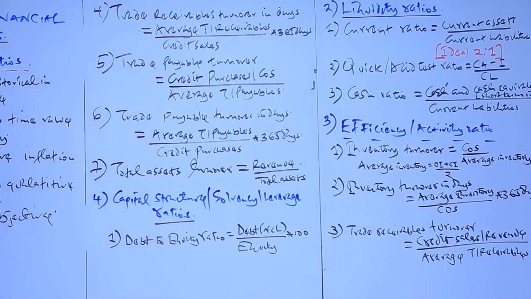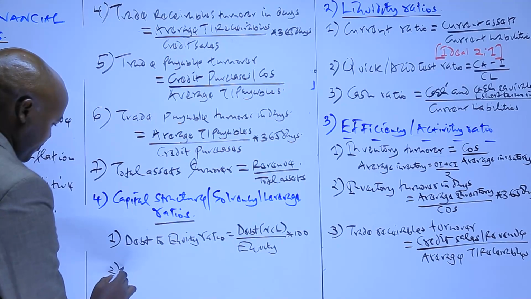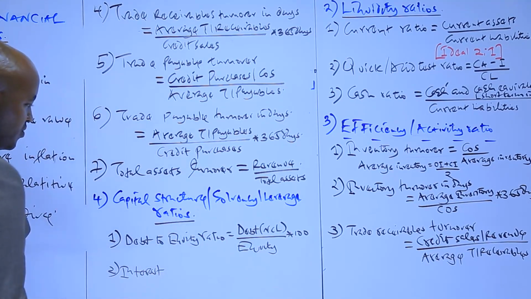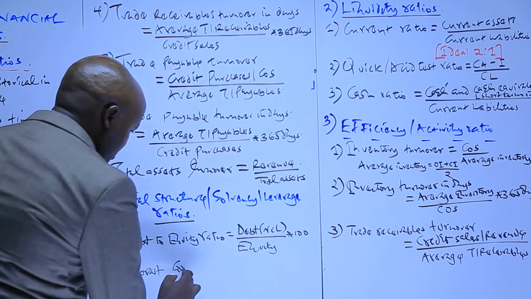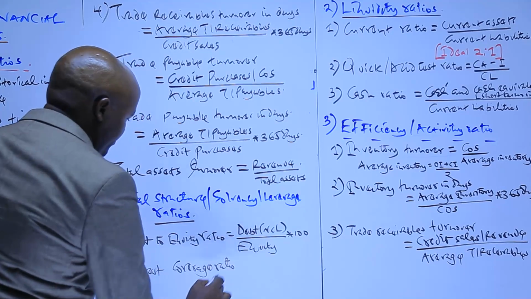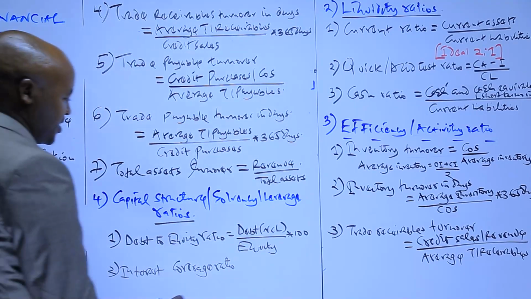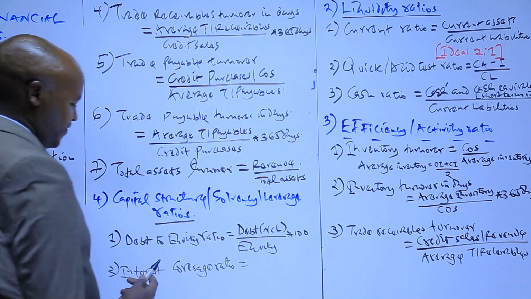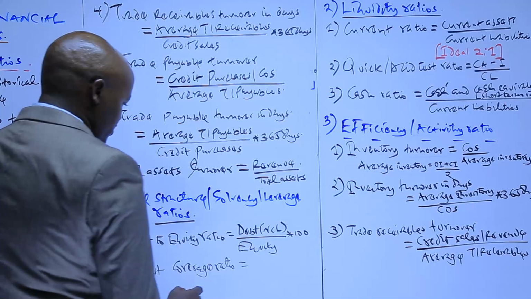Times 100. Then we also have number 2, the interest cover ratio, or basically we can just refer to it as the interest coverage ratio. Basically, this is a ratio which is computed to determine, on average, the number of times the company would have paid the interest using the profit before interest and tax.